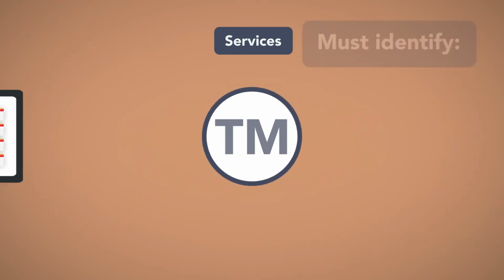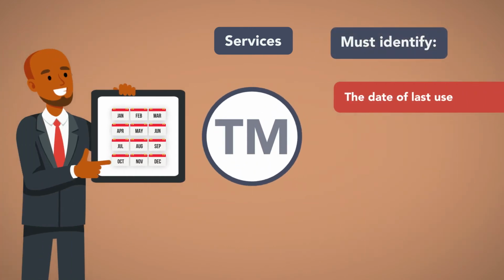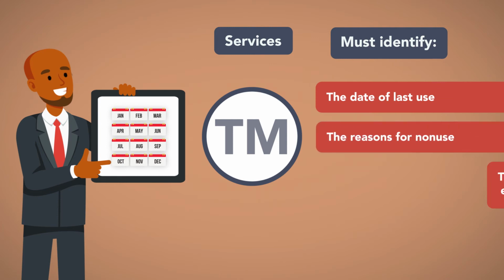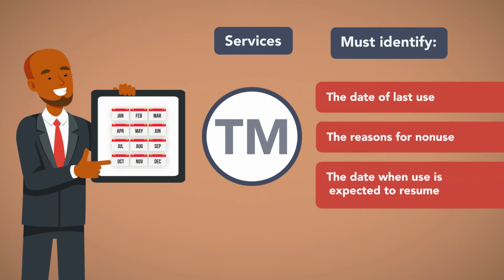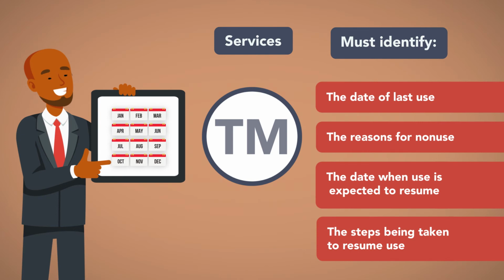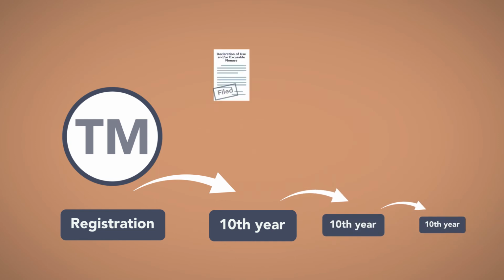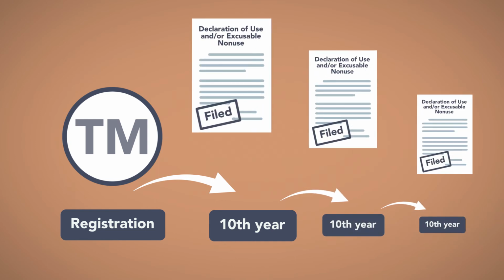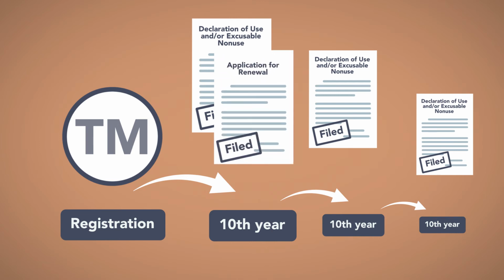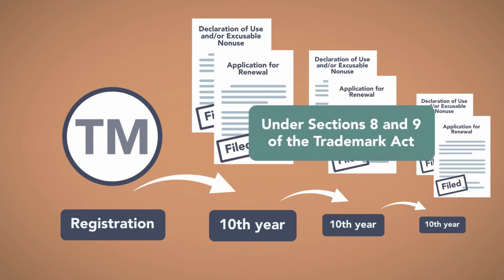If the trademark is not in use, the owner must identify the date of last use, the reasons for non-use, the date when use is expected to resume, and the steps being taken to resume use. After the 10th year following registration, and every 10 years thereafter, the trademark owner must file a combined declaration of use and/or excusable non-use and an application for renewal under Sections 8 and 9 of the Trademark Act.